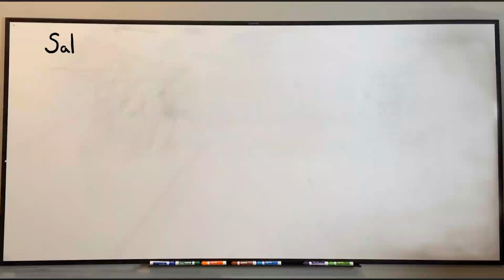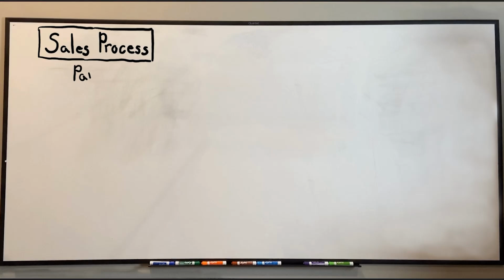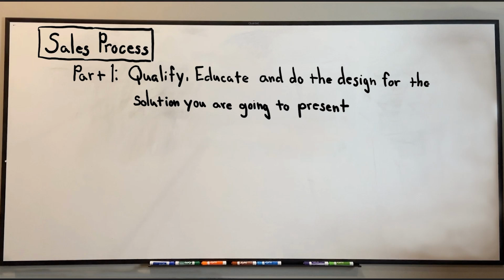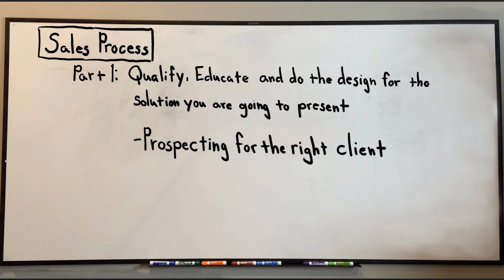But I broke the sales process into two parts. The first, front end, is where you qualify, educate, and do the design for the solution that you're going to present. And the steps here are obviously prospecting for the right client, and dialing in that target market is key, because you don't want to waste sales resources and time, and you certainly don't want to take the solution into the wrong type of client that's going to cost everybody a bunch of cycles.